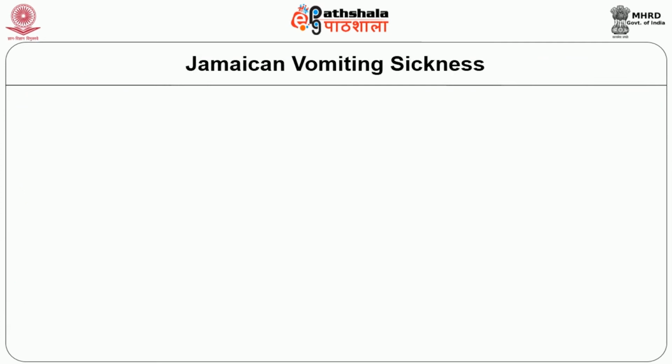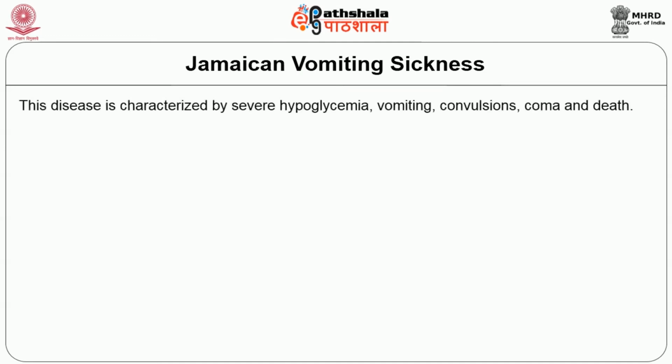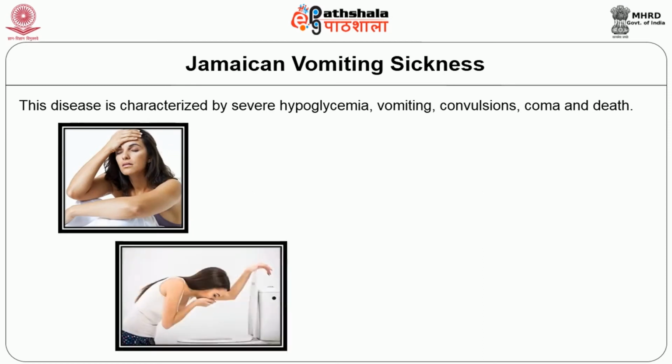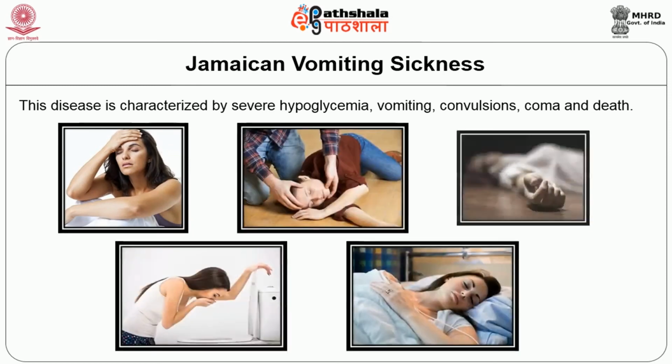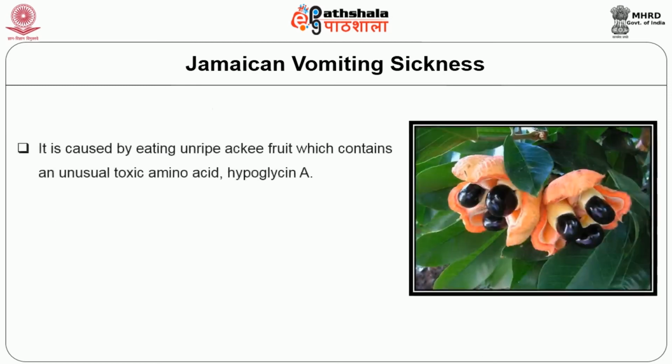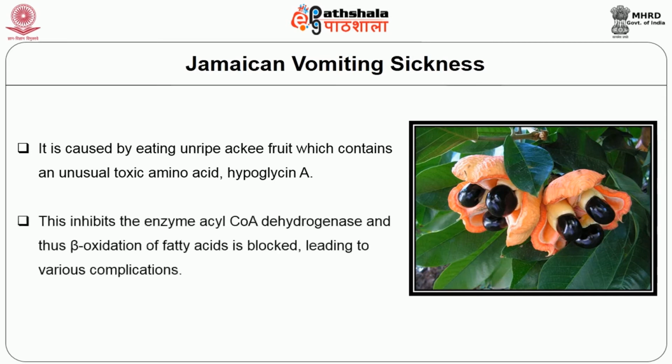The next one is Jamaican vomiting sickness. This disease is characterized by severe hypoglycemia, vomiting, convulsions, coma and death. It's caused by eating unripe ackee fruit, which contains an unusual toxic amino acid, hypoglycin A. This inhibits the enzyme acyl-CoA dehydrogenase, and thus beta oxidation of fatty acids is blocked, leading to various complications.